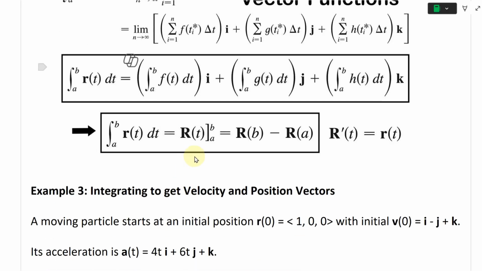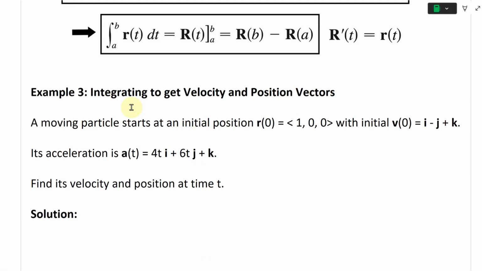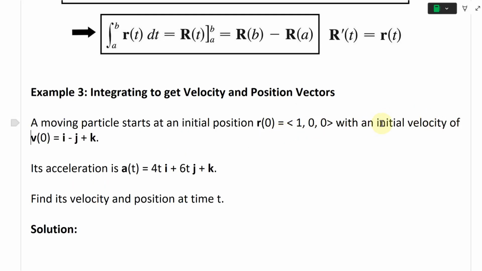Anyway, let's illustrate this with example 3, integrating to get velocity and position vectors. A moving particle starts at an initial position of r of 0 equals 1, 0, 0, with an initial velocity of v vector of 0 equal to i minus j plus k. Again, these are standard basis vectors. In coordinate format, this would be 1, negative 1, 1. Anyways, just keep it like that.